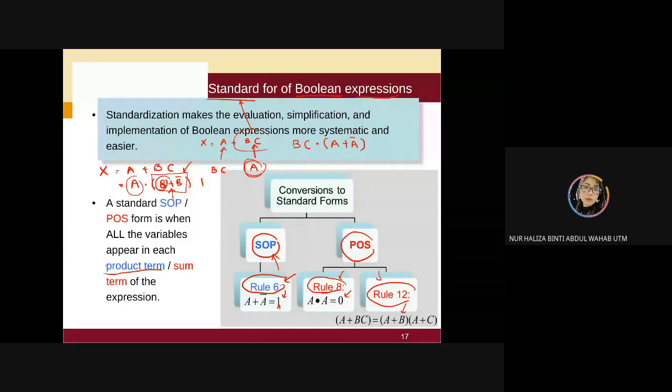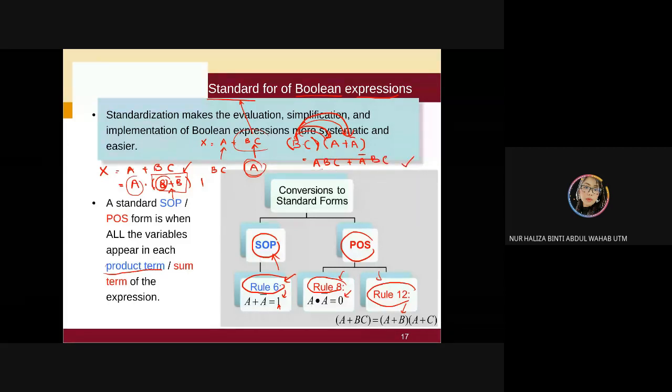Sorry, this one is multiplication. See, if I didn't put the factorization, sometimes I also get confused. BC will multiply with A, and BC will multiply with A bar. So I will get ABC plus A bar BC.